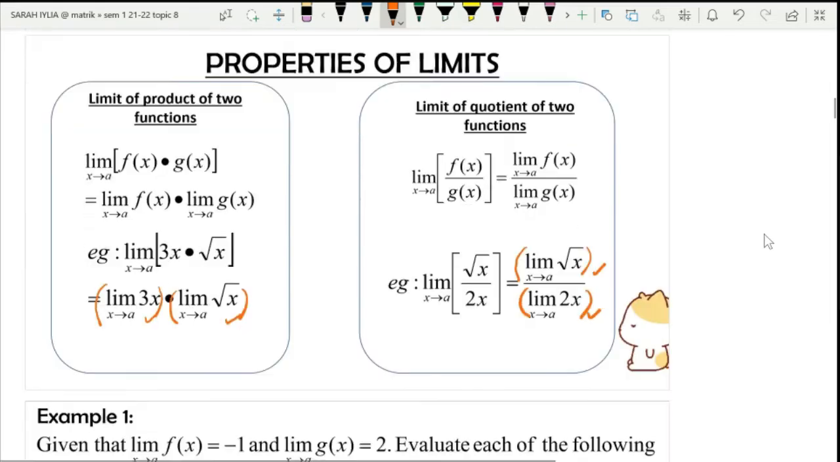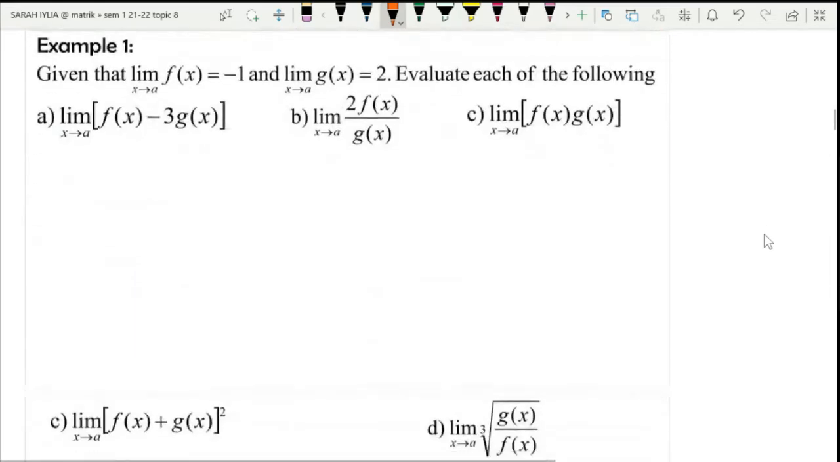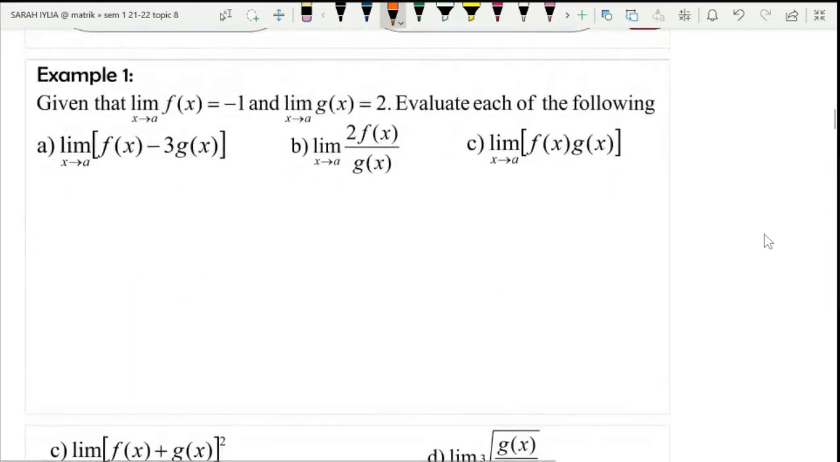Kita try terus jawab soalan. Okay, so we have first one, limit of fx as x approaches a is negative 1. Okay, itu first info dia bagi. Limit fx is negative 1. And then the second info, we have limit of gx equal to 2. That would be the second info. Evaluate each of the following. Means we have to use our properties just now to answer this question. Okay, we start with the first one.